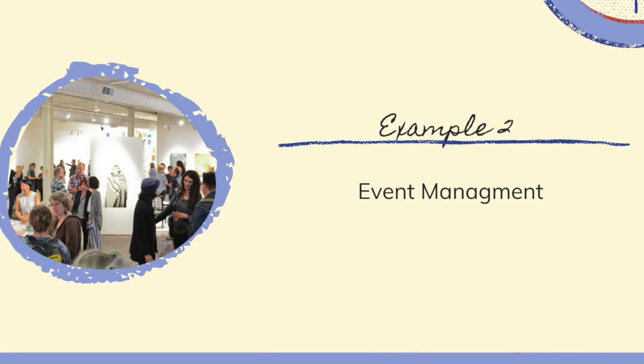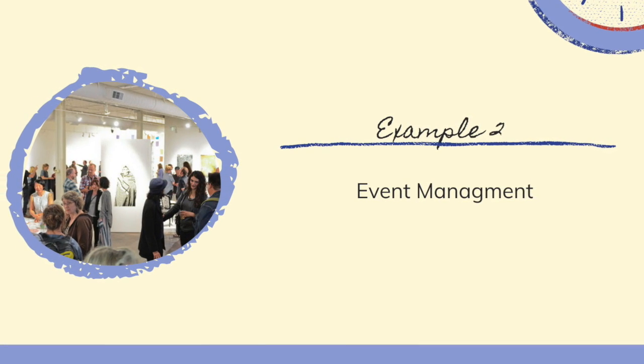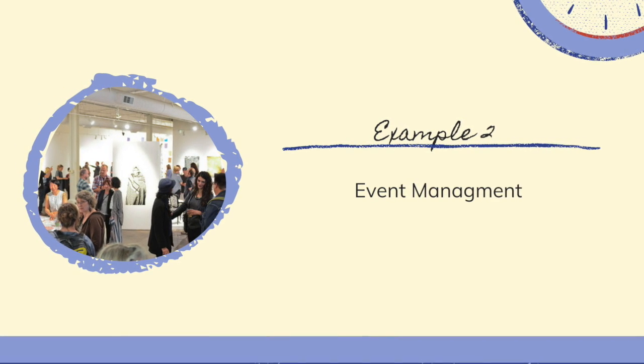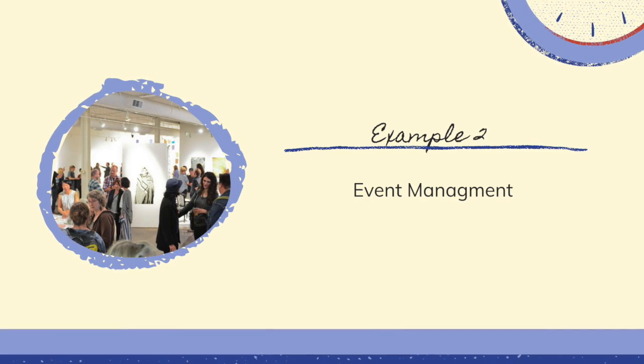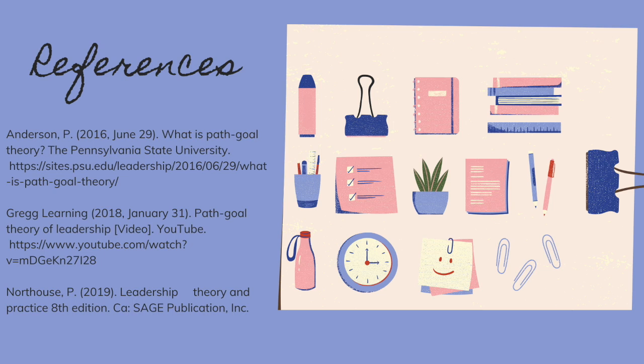Arts administrators can also use the path-goal theory to better help lead their organization. For example, administrators can use the theory to help lead employees through event planning and managing. Administrators can choose behaviors and practices to keep employees motivated towards completing assigned tasks for the event. Path-goal theory can be an effective tool for leaders to help motivate followers to achieve goals.